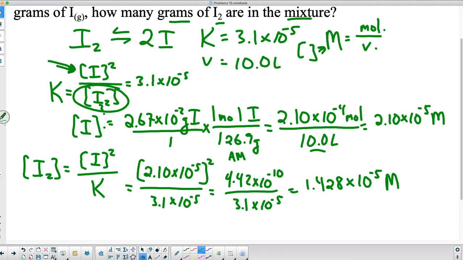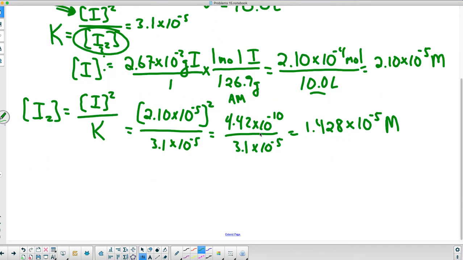So now I need to find the number of moles. We're going to do a little bit more calculation, and then we'll go from moles. Once we find the number of moles, then we'll go from moles to number of grams. So that's my concentration of I2.